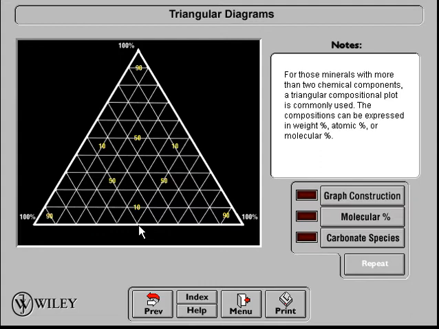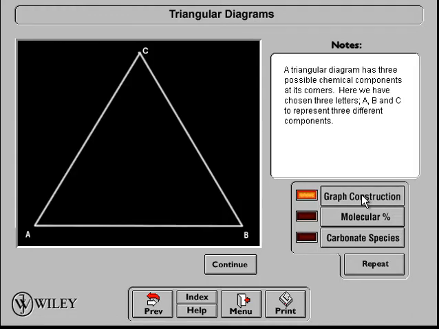So for those minerals with more than 2 chemical components, a triangular compositional plot is commonly used. The compositions can be expressed in weight %, atomic %, or in molecular %. So now we have here 3 bottoms. So we have now the graph construction bottom.